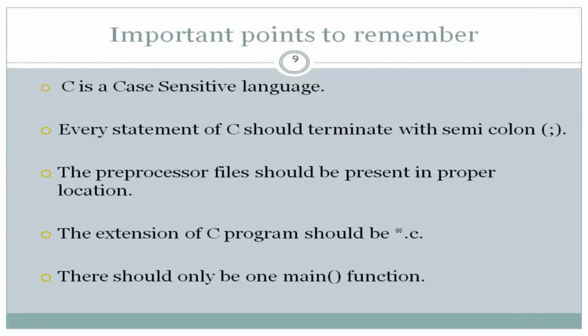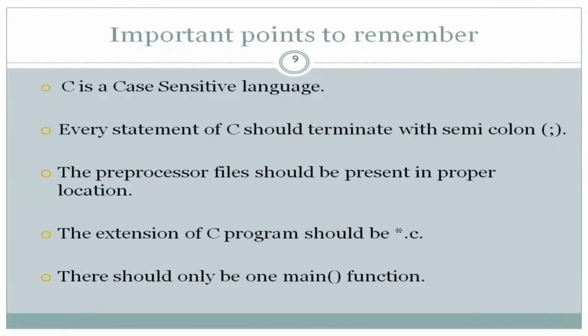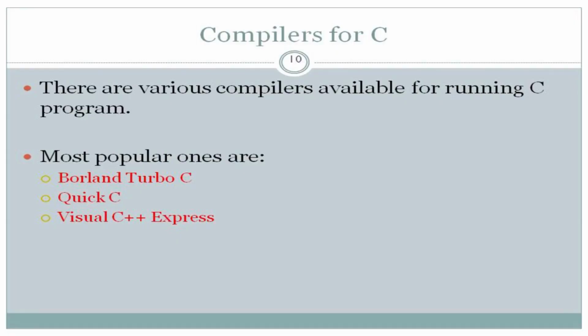Now some important points that have to be remembered while creating programs in C language. C language is a case sensitive language, that is, a small a is different from a capital A. Second, all the statements have to be ended with a semicolon. The preprocessor file should be present at the proper location, the extension of the file should be .c, and there should be only one main function. The software that can be used for C programming is Bold C, Quick C, and Visual C++ Express.